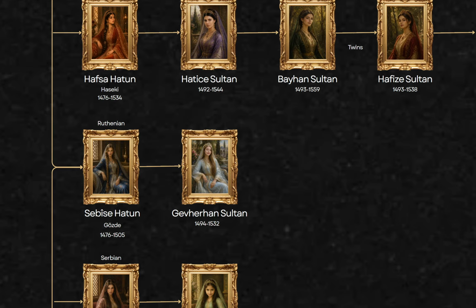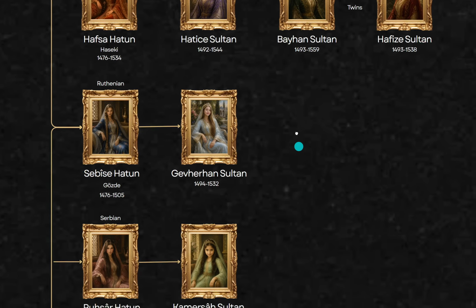So these are the kind of characters I really enjoy working with because they connect generations and political events together. But honestly, one of the wildest stories I discovered while organizing this family tree.